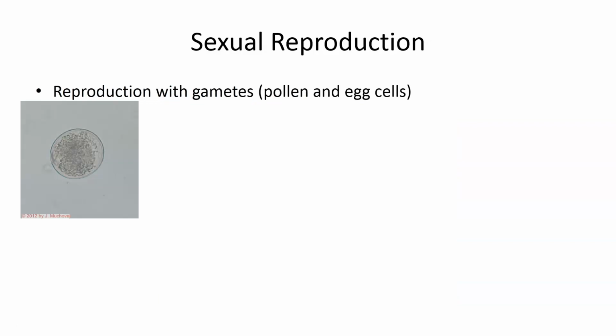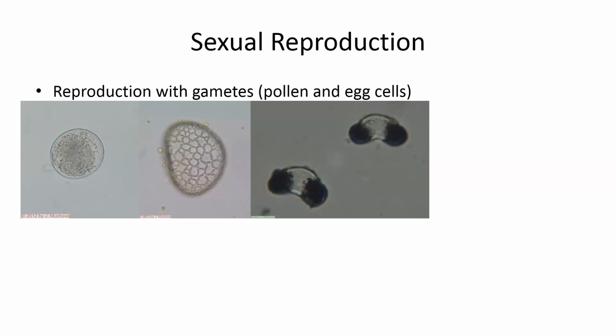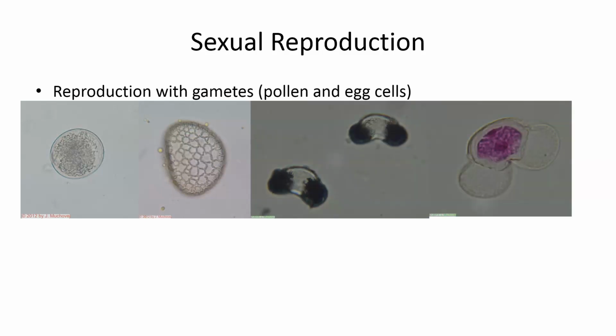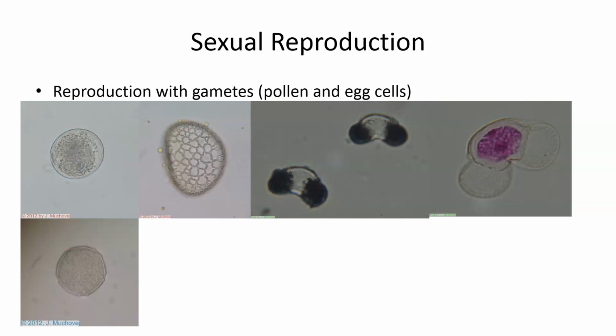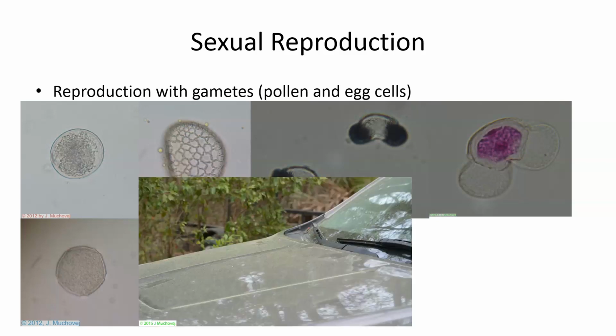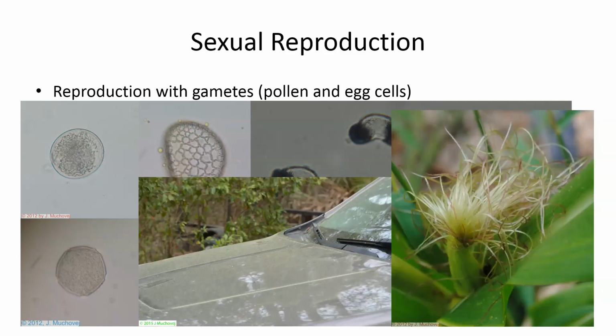Sexual reproduction requires gametes. In plants, these are pollen and egg cells. These cells are haploid, meaning they only have one set of chromosomes. The gametes come together and fuse and make a zygote, which will develop into a new plant.